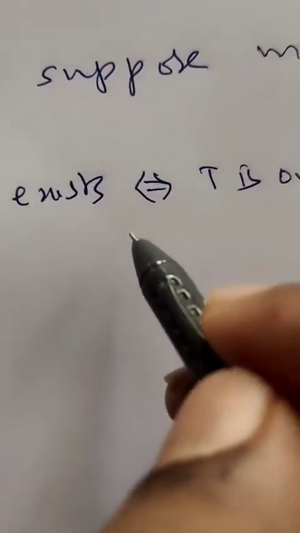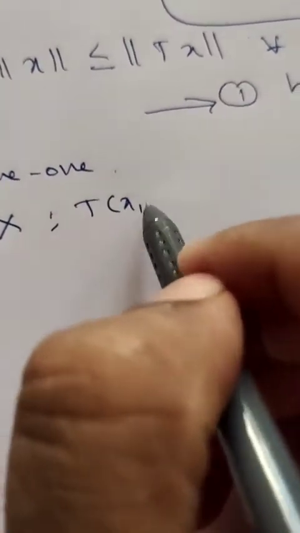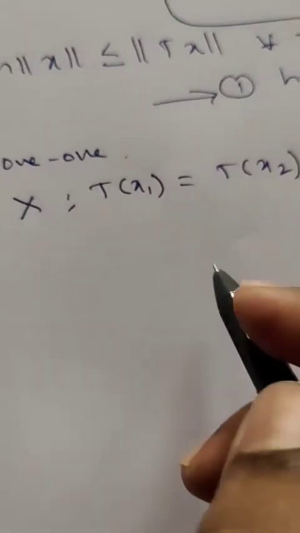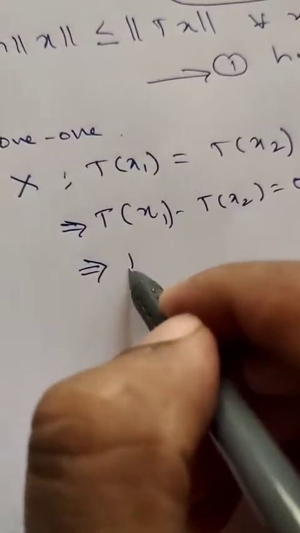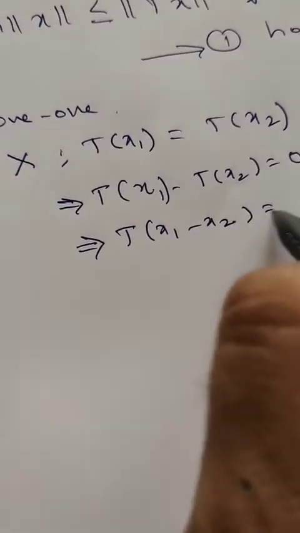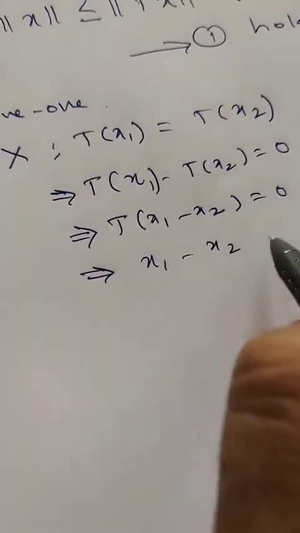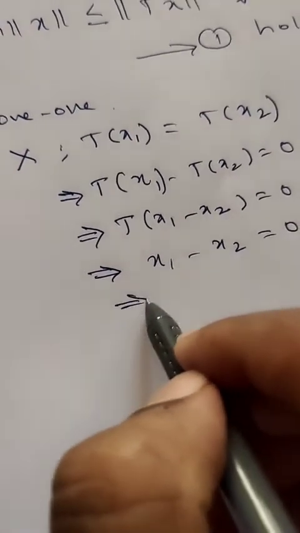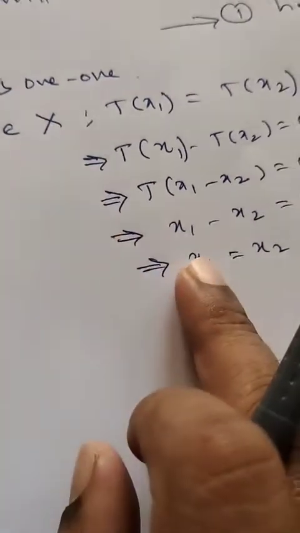For this, take any two points x1, x2 belongs to X, and consider T of x1 equal to T of x2. This implies T of x1 minus T of x2 is equal to 0. Since T is a linear mapping, this implies T of x1 minus x2 is equal to 0, which implies x1 minus x2 is equal to 0, which implies x1 is equal to x2. Therefore, the mapping T is 1 to 1.